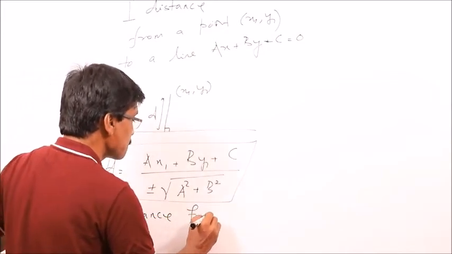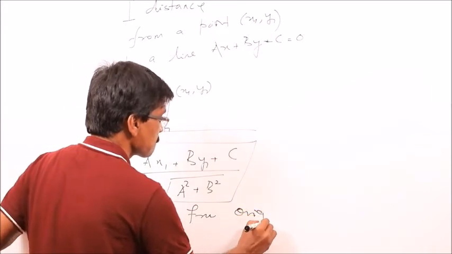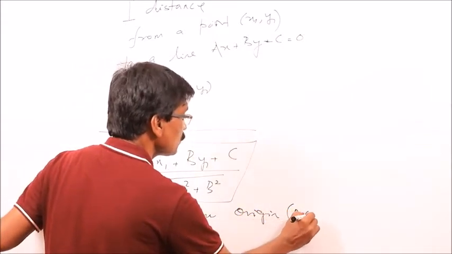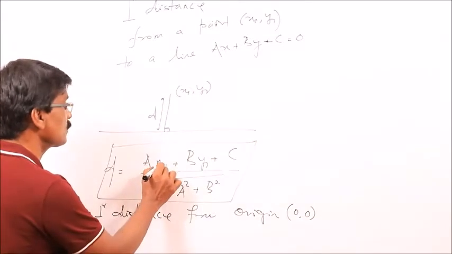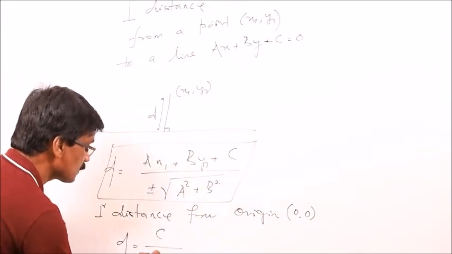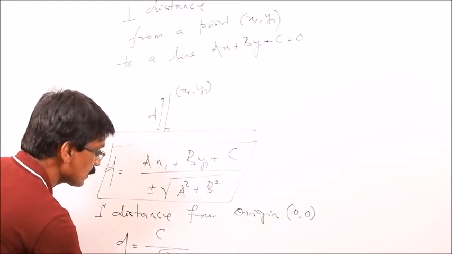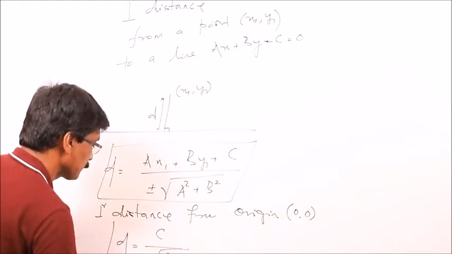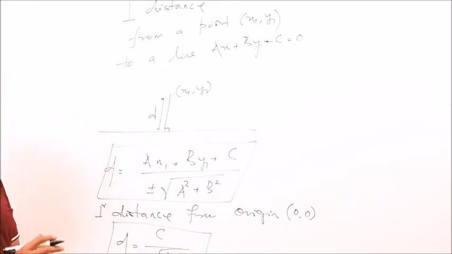Now the perpendicular distance from the origin, having coordinates 0, 0. So, we put x1 is equal to 0, y1 is equal to 0. So, d is equal to c by plus minus root over a square plus b square. So, this is the perpendicular distance from the origin.